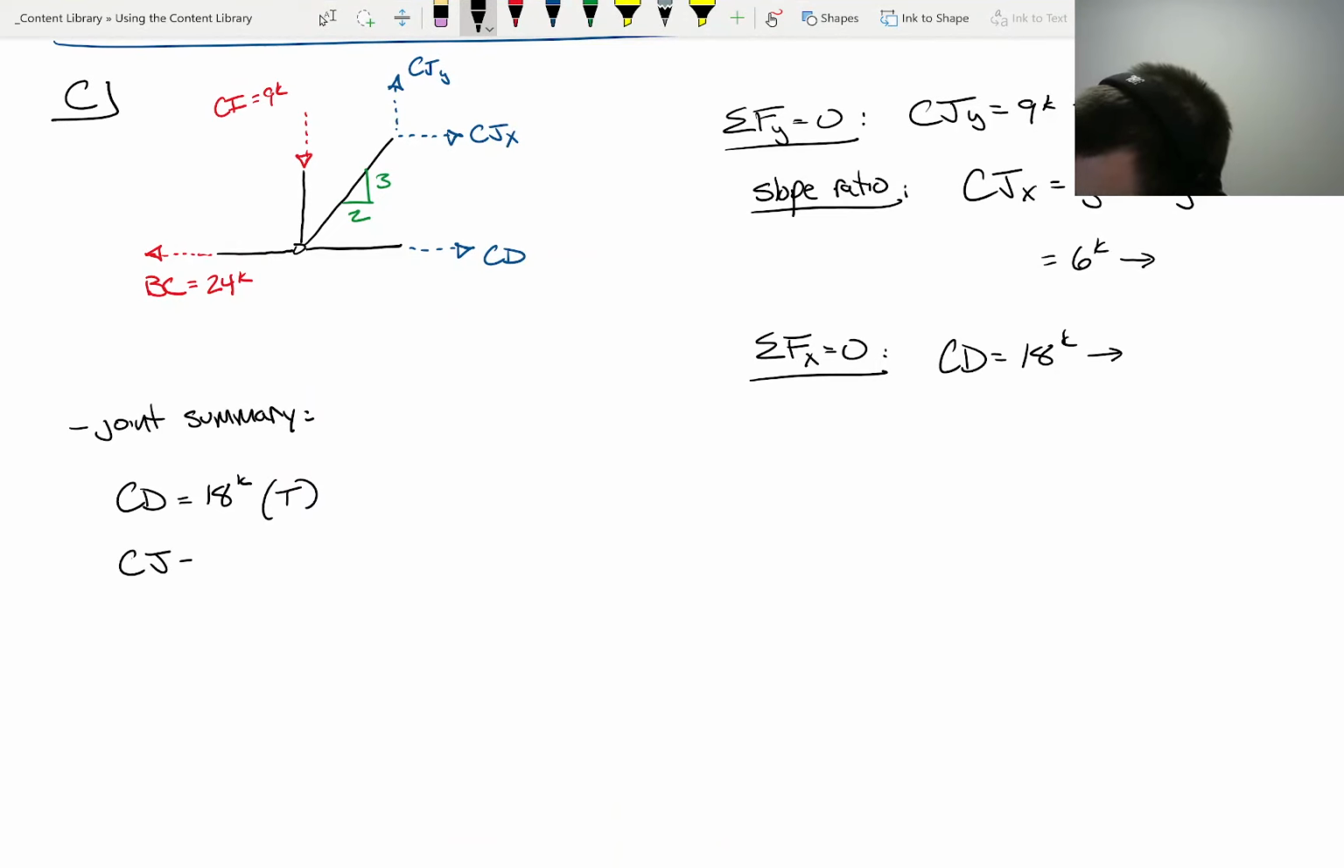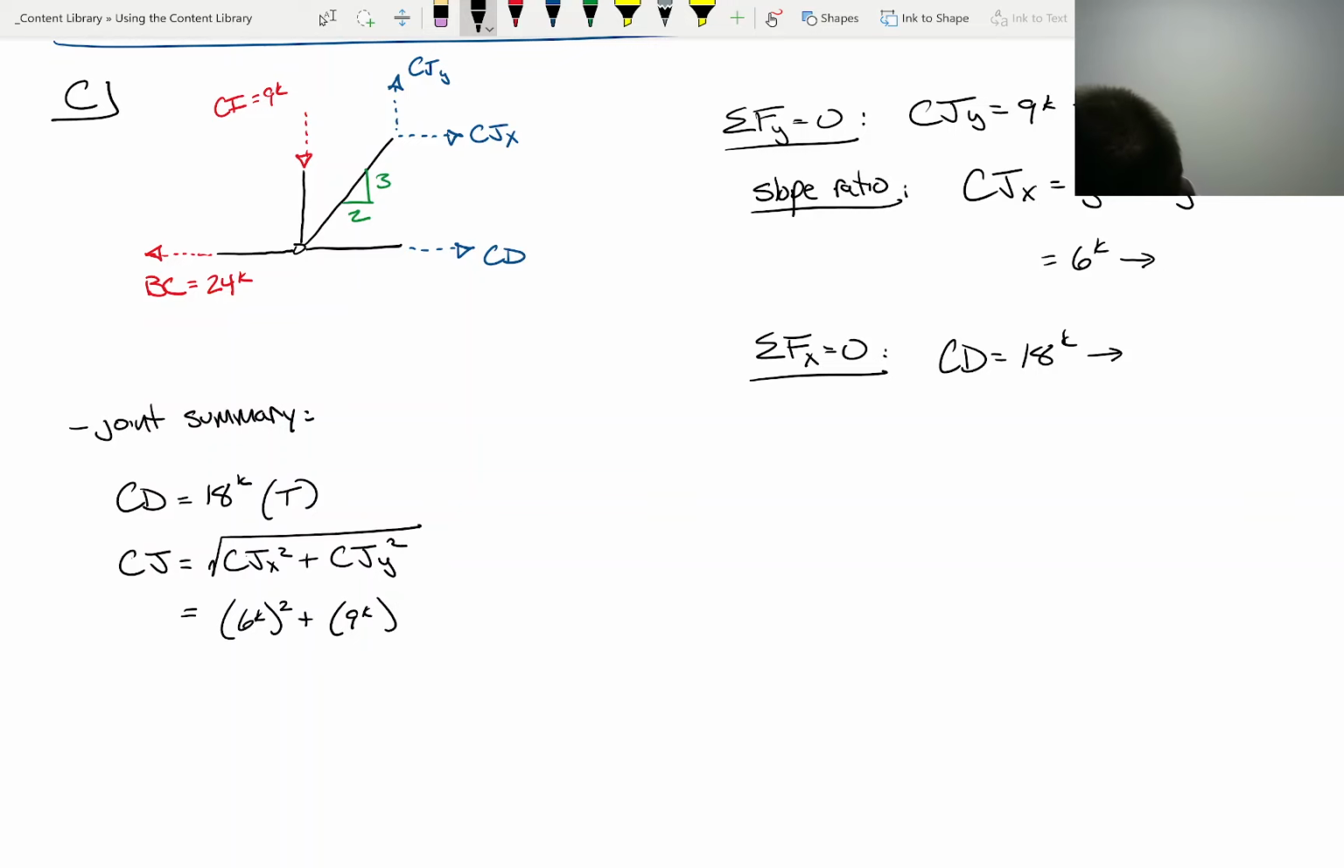And then CJ is going to be solved using the Pythagorean theorem. I'm getting 10.82 kips, and these were pointing away from the joint, so they are also in tension.